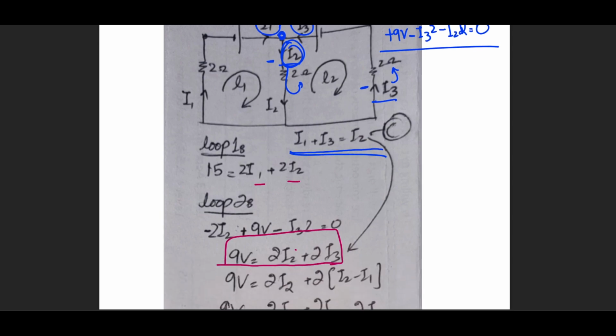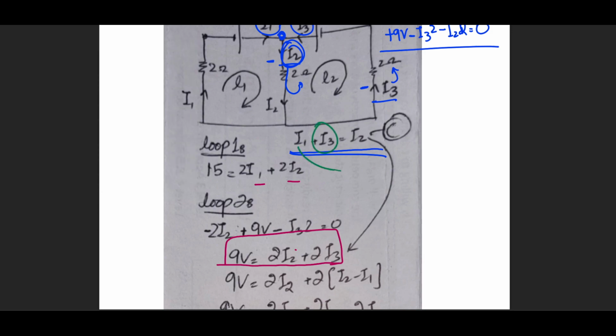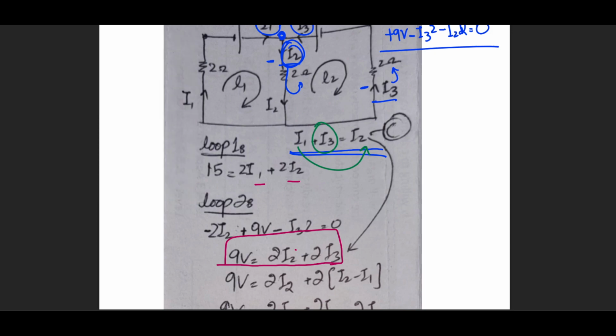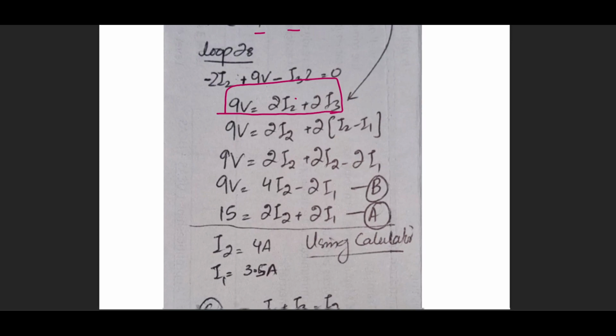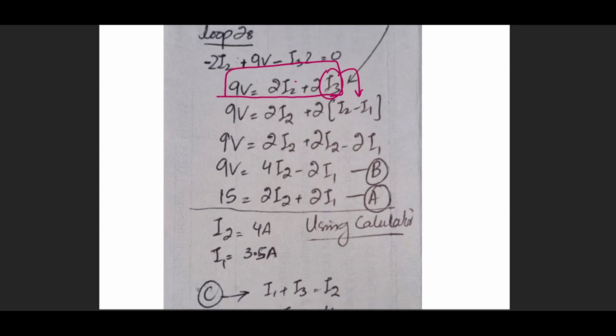Why did I do that? So that I can replace wherever I find an I3 variable with the respective I2 and I1. I want to get rid of I3, just like the mathematics substitution method. So in place of I3, I replace this I2 minus I1. Then I solve it with algebra and I get this equation: 9 volt is equal to 4 times I2 minus 2I1, and of course the rest of the equation.